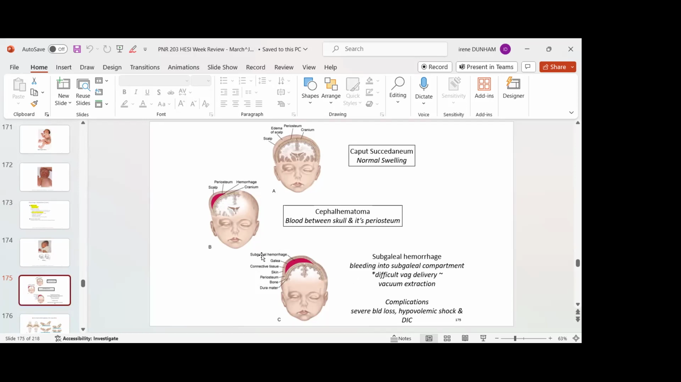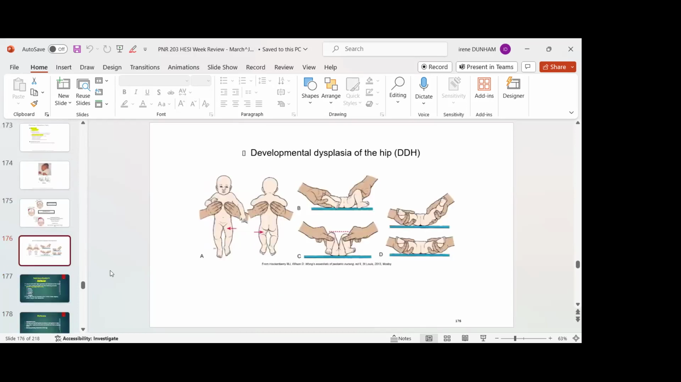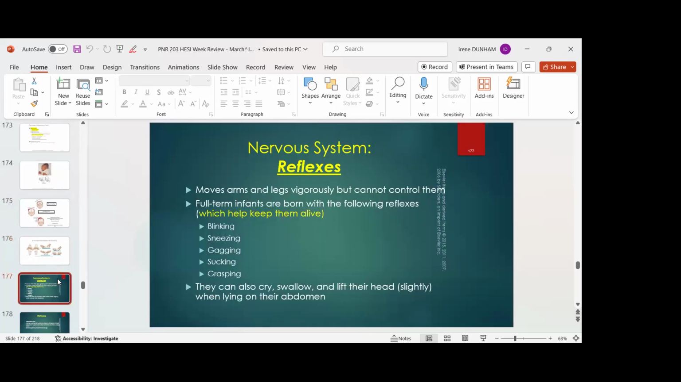And then here you have another hemorrhage in the scalp, subgaleal hemorrhage. And basically, it's after a difficult vaginal delivery. All these can be from a vacuum extractor or from forceps. And so that's why we have to be very careful during the process of delivering. Hip dysplasia. You can see where the folds are a lot different, okay? You can see where the legs are, one's higher than the other. Okay, and that's another form of abnormality at birth.